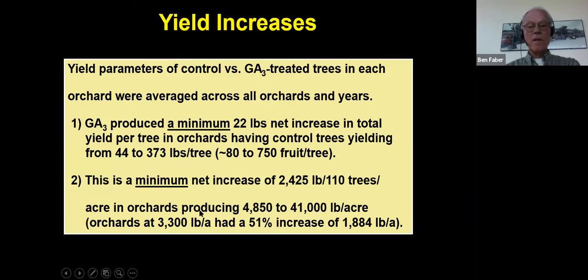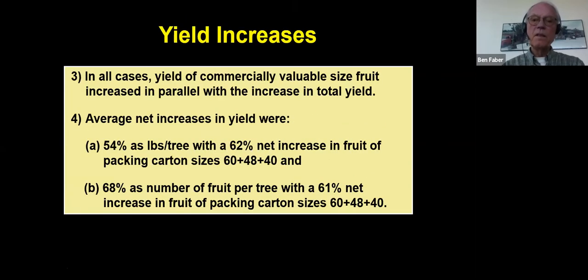And they were looking at orchards that were producing between about 5,000 pounds to 40,000 pounds per acre. So an orchard that had 3,300 pounds had a 50% increase, or 1,800 pounds. So, this is a small amount of material. I'm not sure exactly what Ga3 costs at this point, but you're talking about under $300 an acre for application of the materials. And so you can have a significant increase in yield for a small cost.